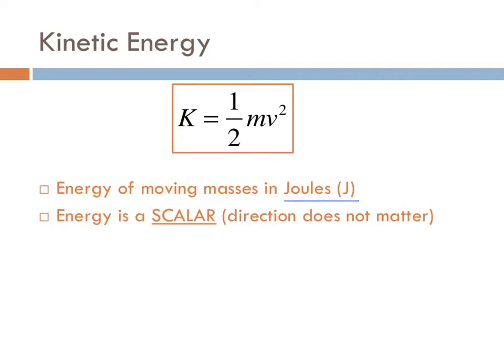One of the most important things to remember about energy is that energy is a scalar, meaning that it does not have direction. In this case, kinetic energy can never be negative because the only place it would have gotten a negative would have been from velocity, and velocity is being squared. So this is actually called speed rather than velocity. So again, kinetic energy will always be positive, and energy itself is a scalar.